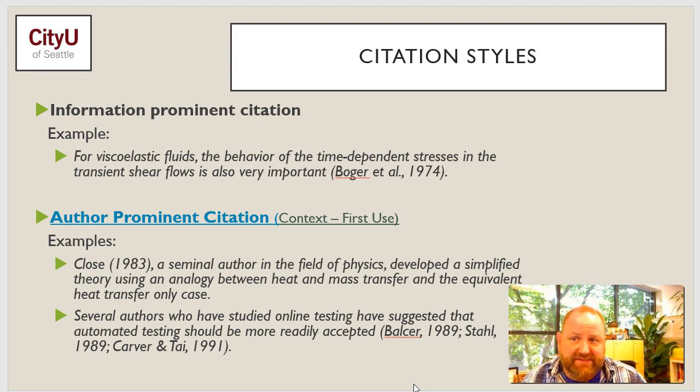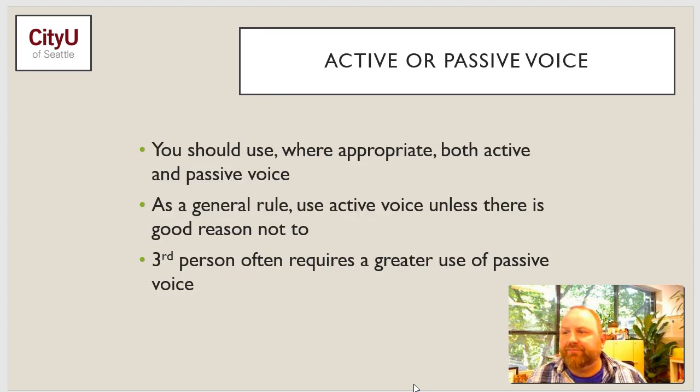Author prominent citation should be the bulk of your citations, at least the first time you mention an author, the first time you mention a work. Then later on in the paragraph or in another paragraph, you can do information prominent citations because you've already introduced the author, so keep that in mind.